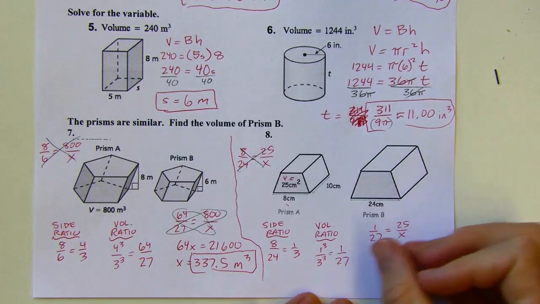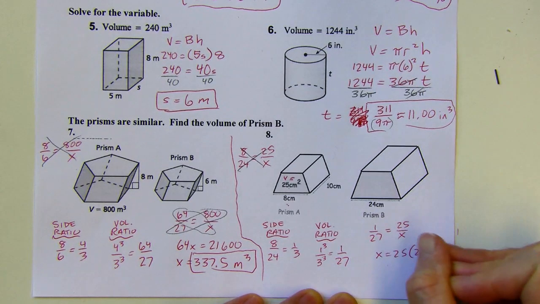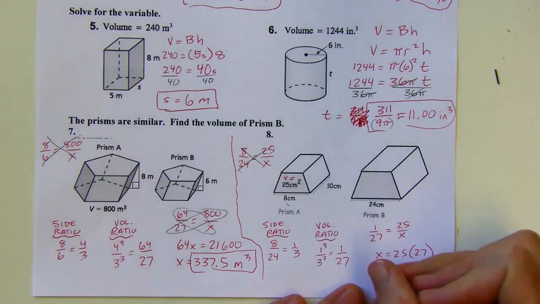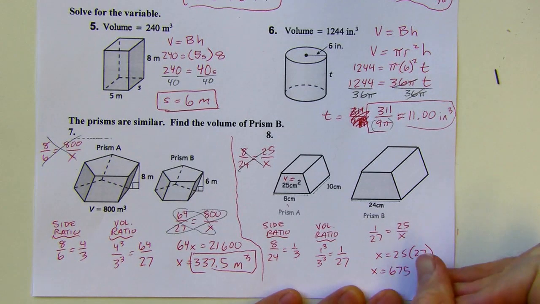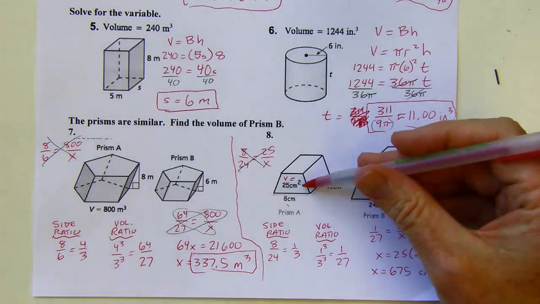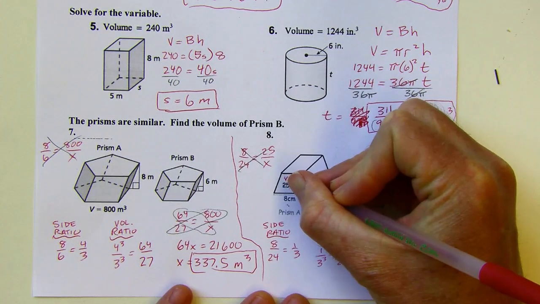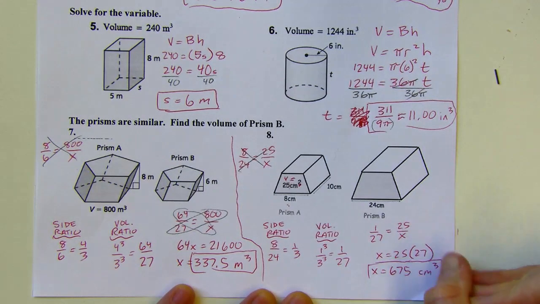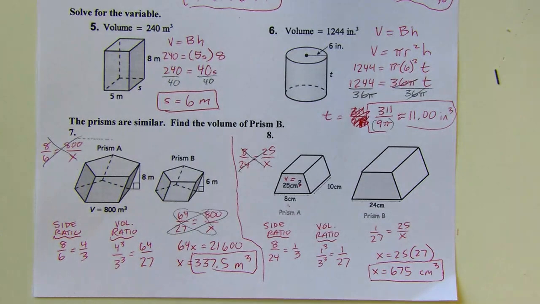Okay, and then I can cross multiply, so x is going to equal 25 times 27, which is 675. It's that many. Oh, and this has squared here, but that should say cubed because those volumes are always cubed, so I'll fix that. Okay. And there we go. Okay, see you next time.